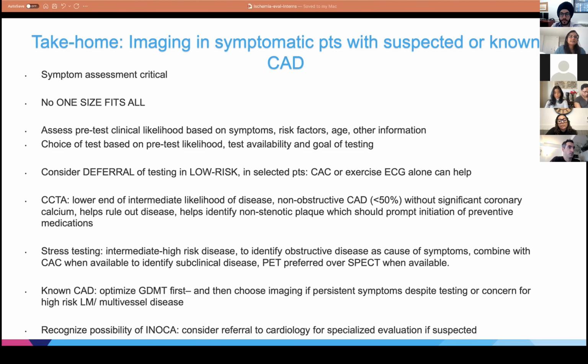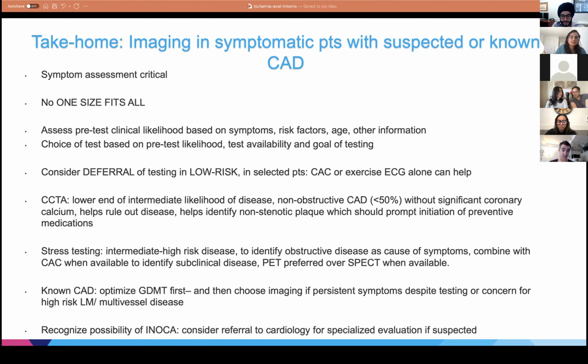And here is where the pretest clinical likelihood of the patient, based on their age, their risk factors, and other information, can help you. In very low risk patients where you don't think this is cardiac related, you can consider not testing at all. This is a new thing which should help decrease the over testing in these patients. Sometimes you can consider a calcium score and exercise ECG, but again in lower risk patients, to help guide your decision regarding testing. When would you choose a coronary CTA?